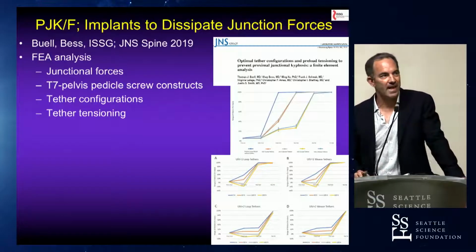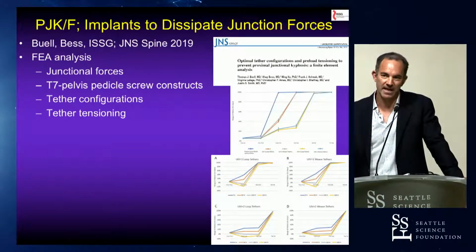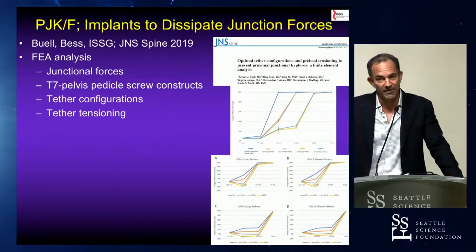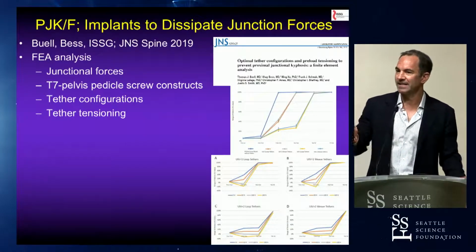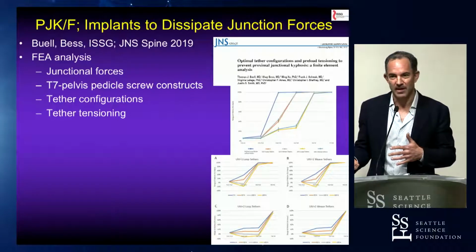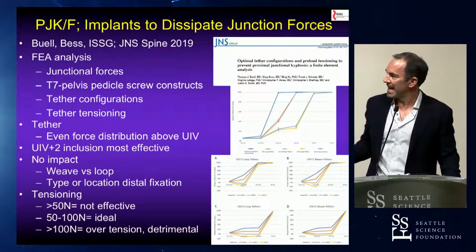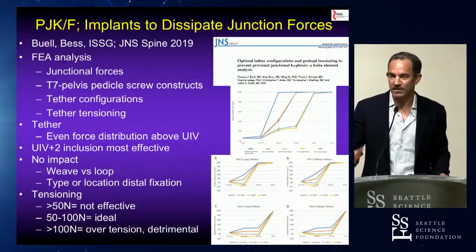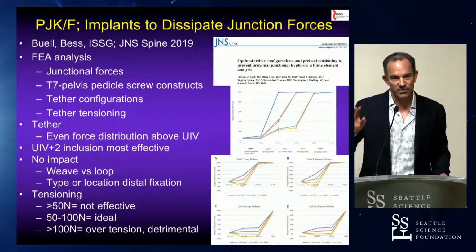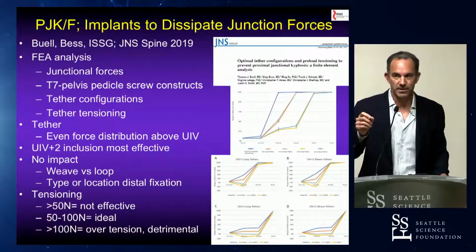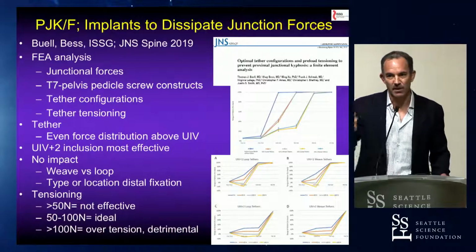So then we looked at, as a second publication, different configurations of the tethers, right? Because you can either put it just at the UIV plus 1, just at the UIV plus 2, or you can weave it in, but then you also have to tension the tether. And then what does tensioning do to the construct? Through that same model, we found that if you include the UIV plus 2, it's the most effective, namely it dampens those forces most effectively, but it doesn't matter if you weave it or just include the UIV plus 2, because if you tension it, it applies load to that construct.